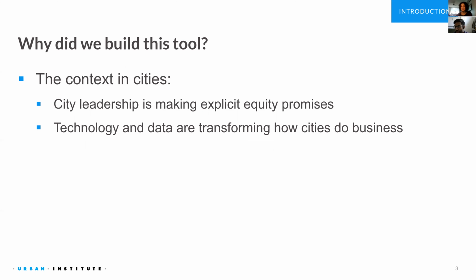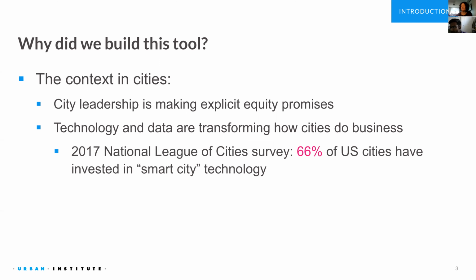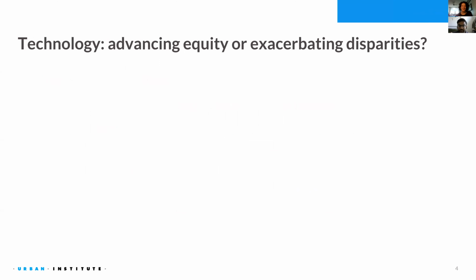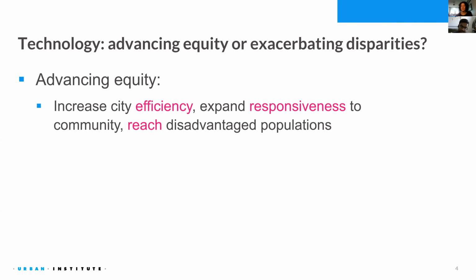At the same time, we're really seeing technology transform the way that cities are doing business. In 2017, a survey by the National League of Cities found that 2/3 of US cities had invested in some sort of smart city technology, and that number is only increasing. And so we asked ourselves at the Urban Institute whether these two trends could reinforce each other, whether technology could be a resource to accelerate equity by increasing city efficiency, responsiveness to residents, and making it easier for cities to reach and serve disadvantaged populations.